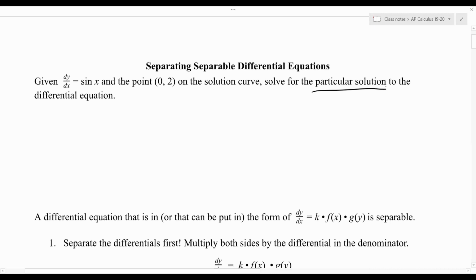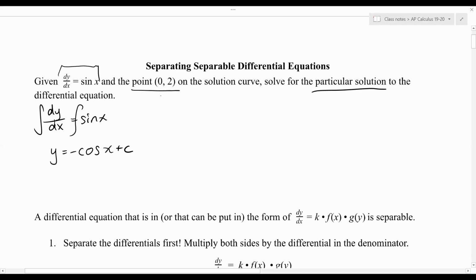So if we want the particular solution and we have a differential equation, we're going to need to get back to the original equation by taking the integral. So if I have dy/dx equals sine x, I need to integrate both sides. So I get y equals negative cosine x plus c. To find the particular solution, now I need to plug in my point.